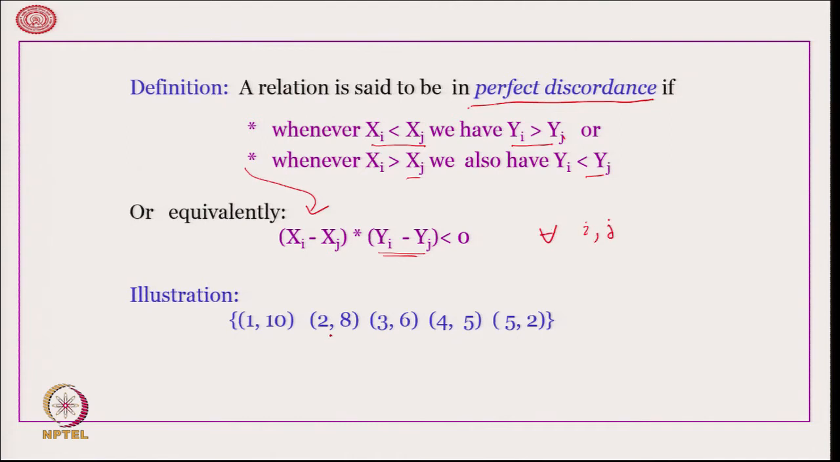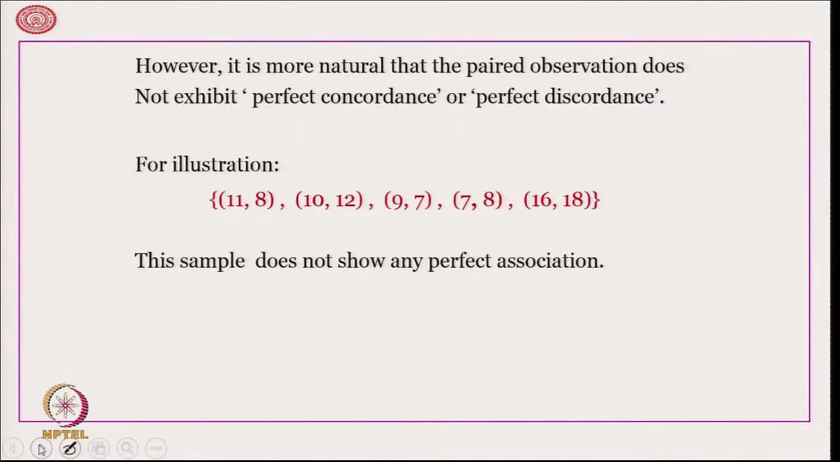For example, let us choose arbitrarily these two pairs. Therefore, we get (2 minus 3) multiplied by (8 minus 6), and we know that this is coming out to be less than 0. The same one can compute with respect to all the 5C2 many pairs. However, it is more natural that the paired observation does not exhibit perfect concordance or perfect discordance with respect to all the pairs. Again, for illustration, consider these 5 tuples.